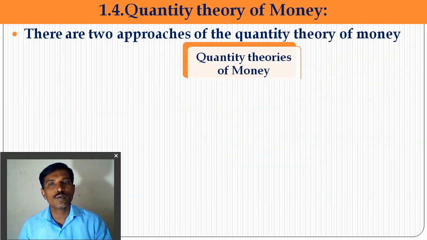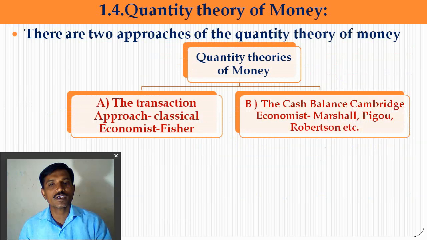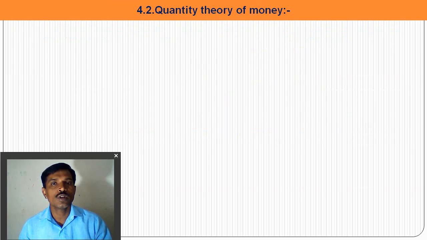So there are two approaches developed in economics. The transaction approach, which is explained by the classical economist Fisher, and another approach, the cash balance approach, which is explained by the Cambridge economists Dr. Marshall, Pigou, Robertson, and later on Keynes also added his equation for the cash balance approach in the Cambridge version.